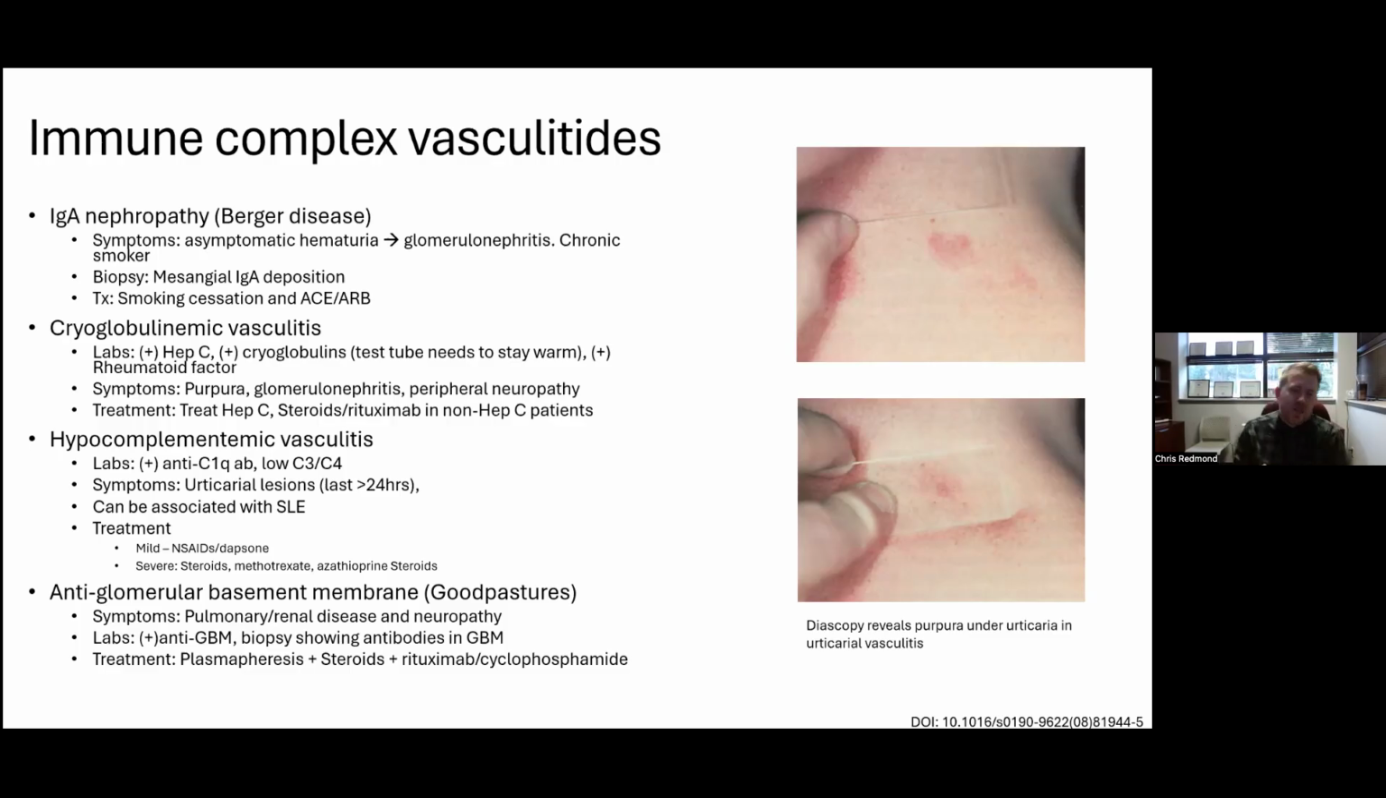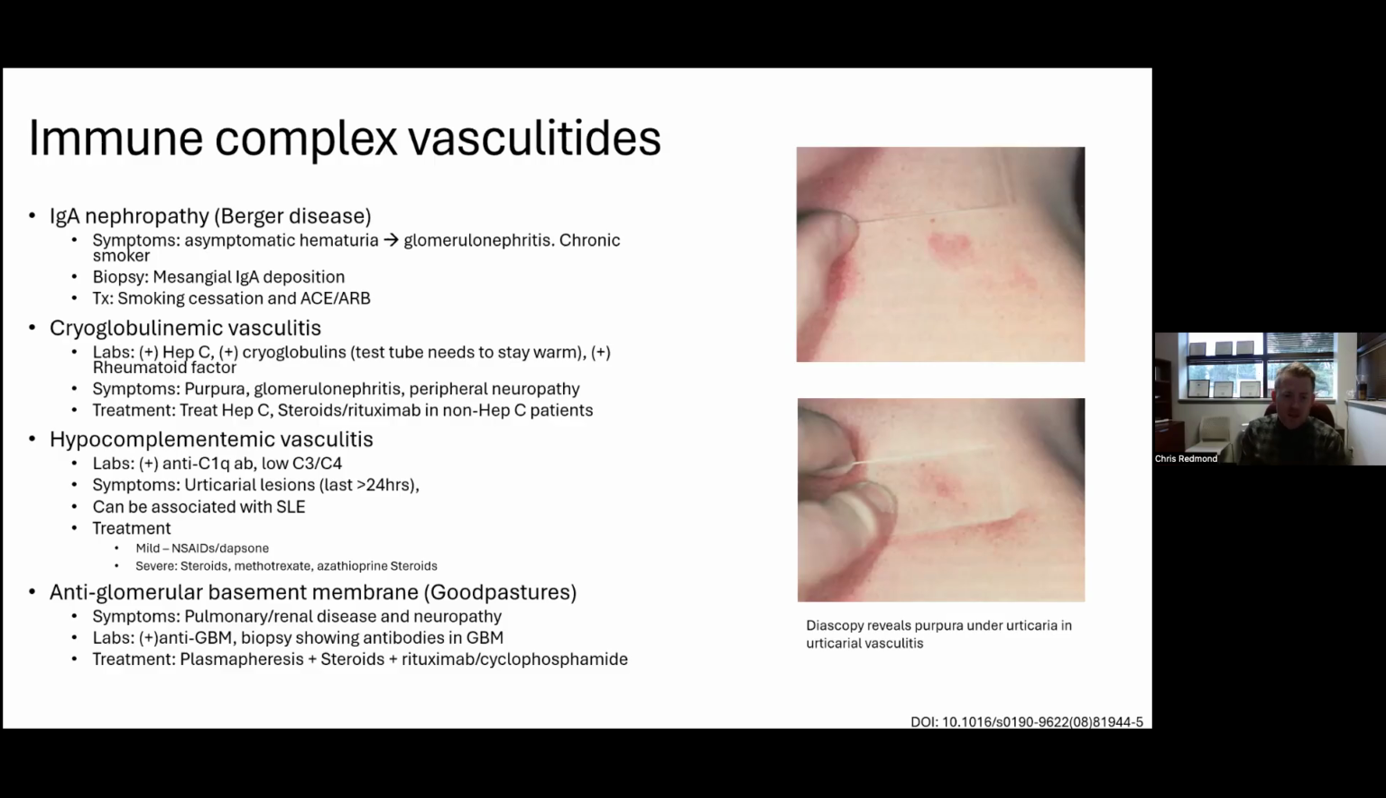Cryoglobulinemic vasculitis, relatively rare, but sometimes seen. This is commonly associated with hepatitis C infections. Can be without it though too. So patients can just have positive cryoglobulins. Important thing for this testing, if you have a remote lab nearby, it may be difficult to do this test because if the tube gets to room temperature, the test is pretty much invalid. It needs to be kept in something like a sand warmer until it's done.